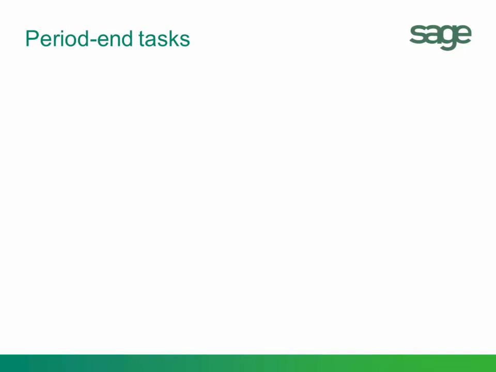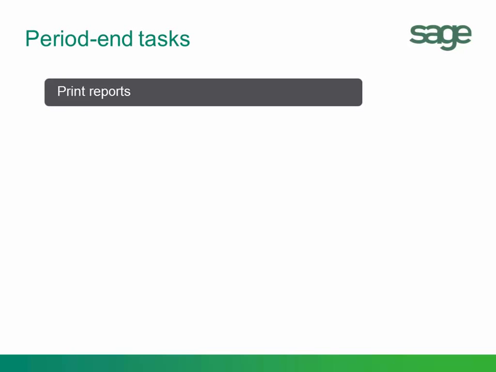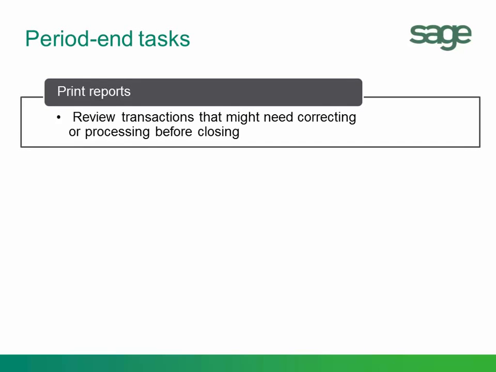Now, at the end of the period, when you close the period, you are going to perform 3 tasks. You're going to print reports, and that allows you to review any of your out-of-balance transactions, outstanding balances, inventory shortages, for example, anything that needs processing before closing the period.